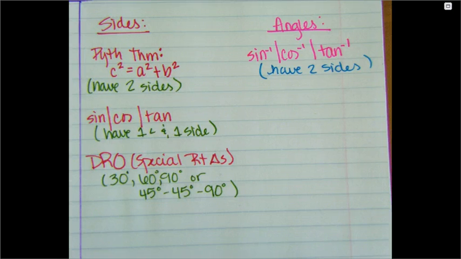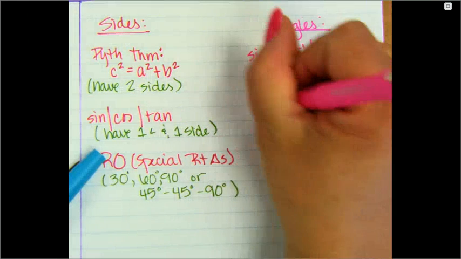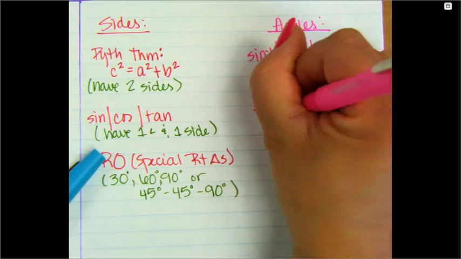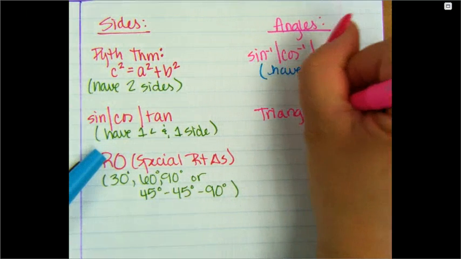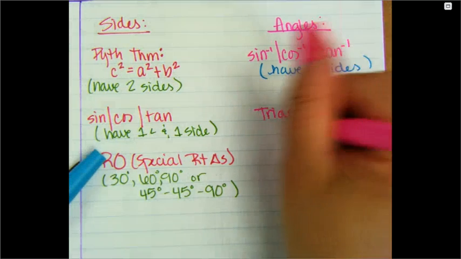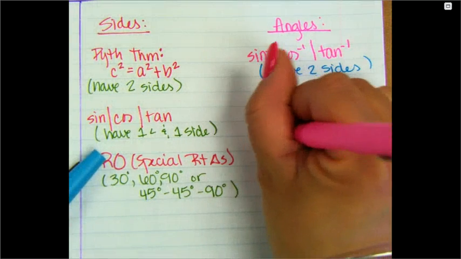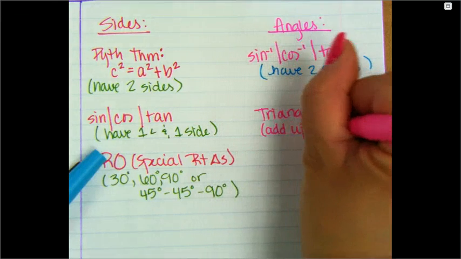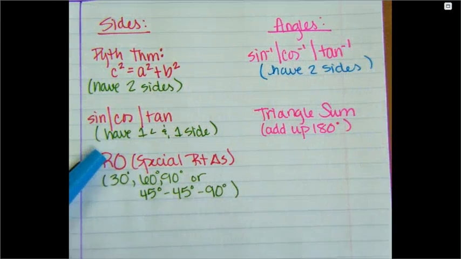Add them up and equal it to 180. What is that called? You remember? I'll help you. It's called triangle sum. Triangle sum says that all three angles add up to equal what? 180. So triangle sum is when you add up and equal to 180 degrees. Yes?